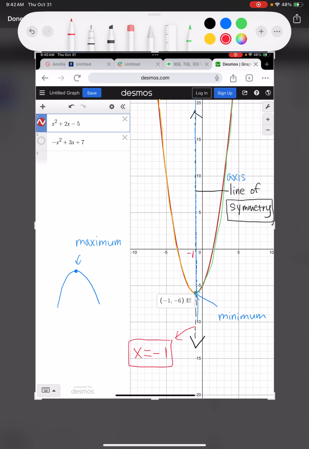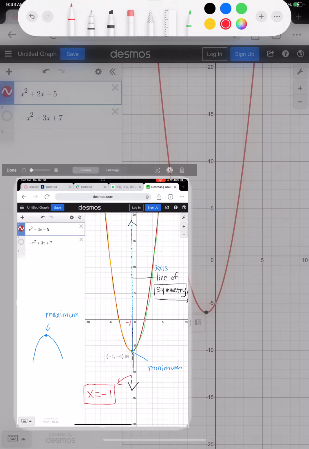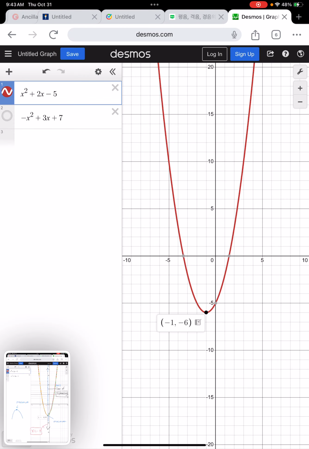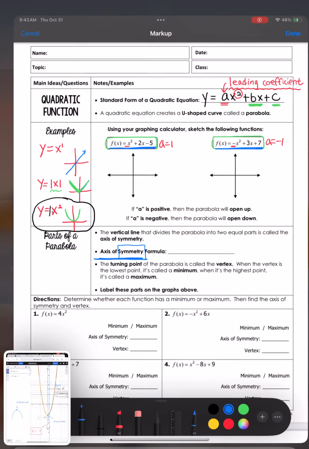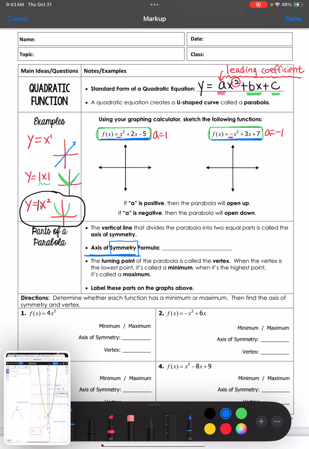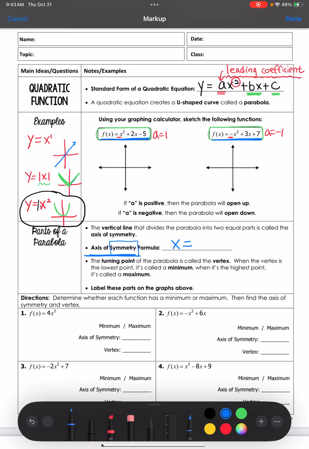And there is a space where we need to write down its formula. So I'm gonna go back to the paper and I want you to write the formula. So the formula is x equals -b over 2a. So using this formula, we can find the line of symmetry.